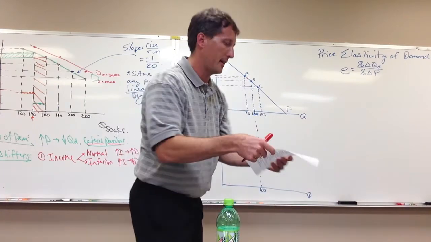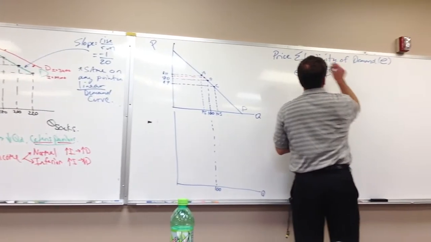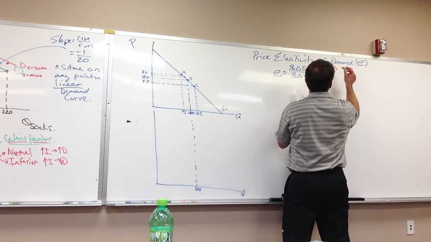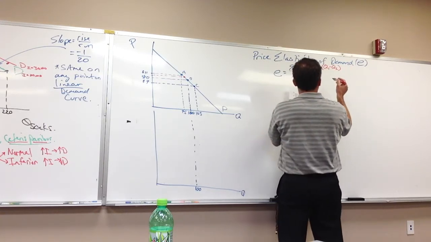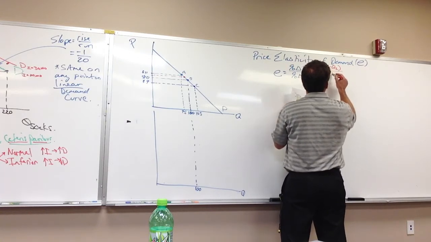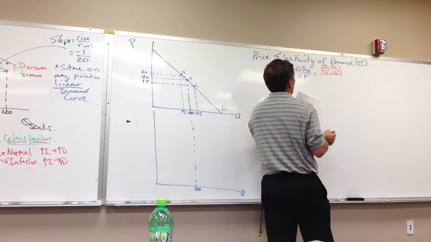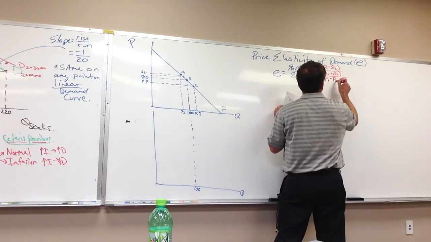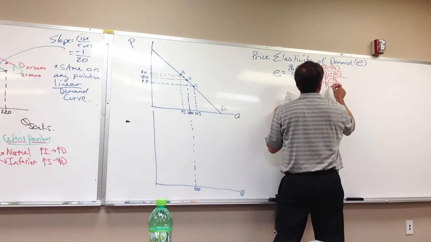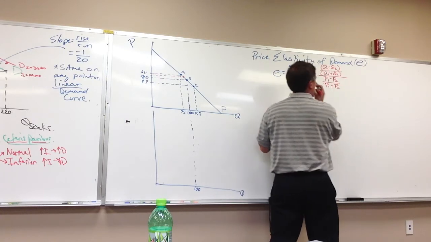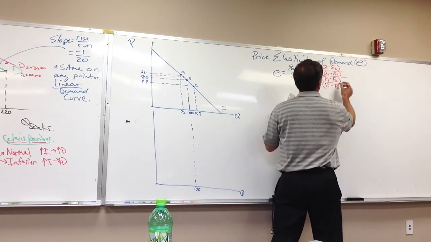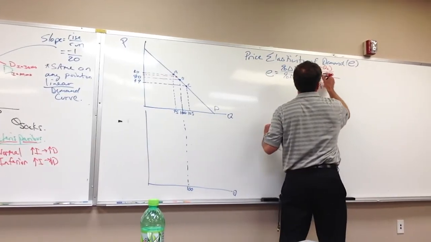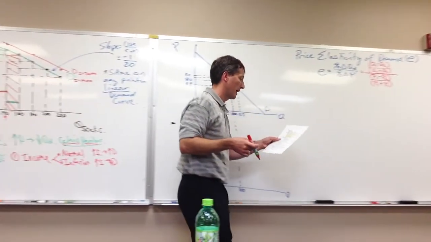Take this expression and look at Q1 minus Q2, and divide that by Q1 plus Q2. Then take that number and divide it by the price difference over the sum of the prices. This whole expression gives you the elasticity of demand.